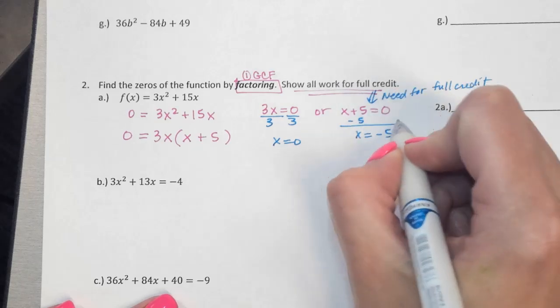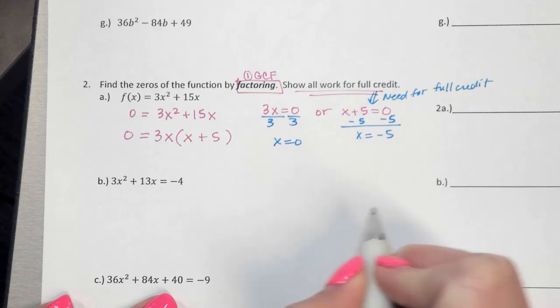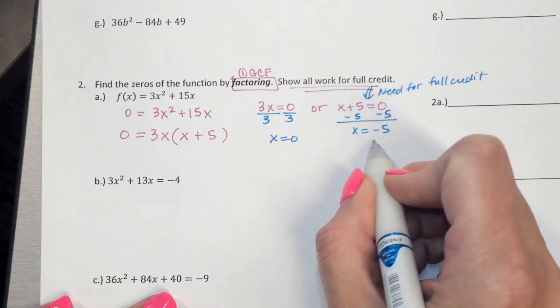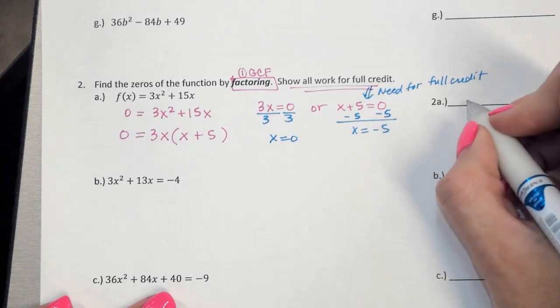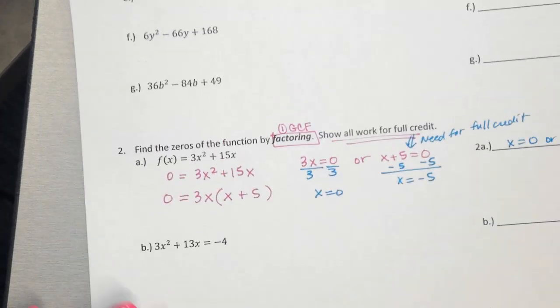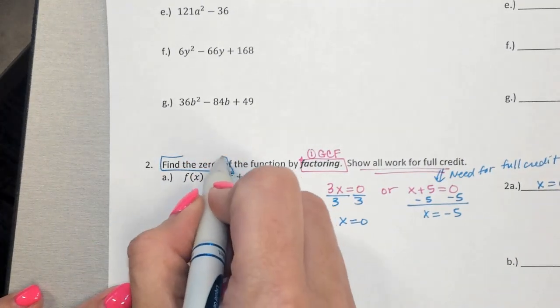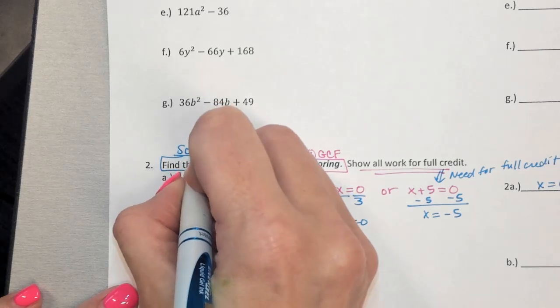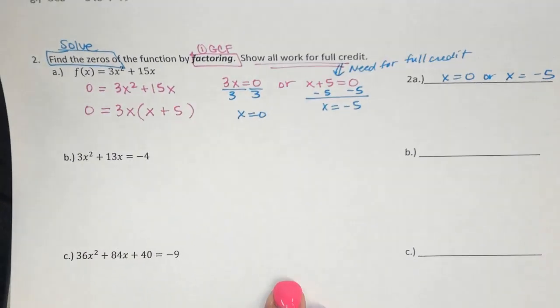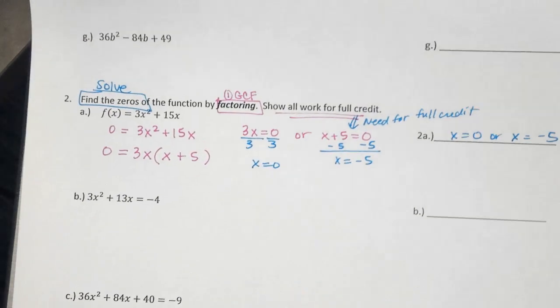But if you're somebody that, you know, works too quickly sometimes and makes those small arithmetic errors, then you might want to write it out. Okay, and then we have our final answer on the line. This says find the zeros. That's the same thing as solving. Okay, so you have to make sure you have your solutions for x.